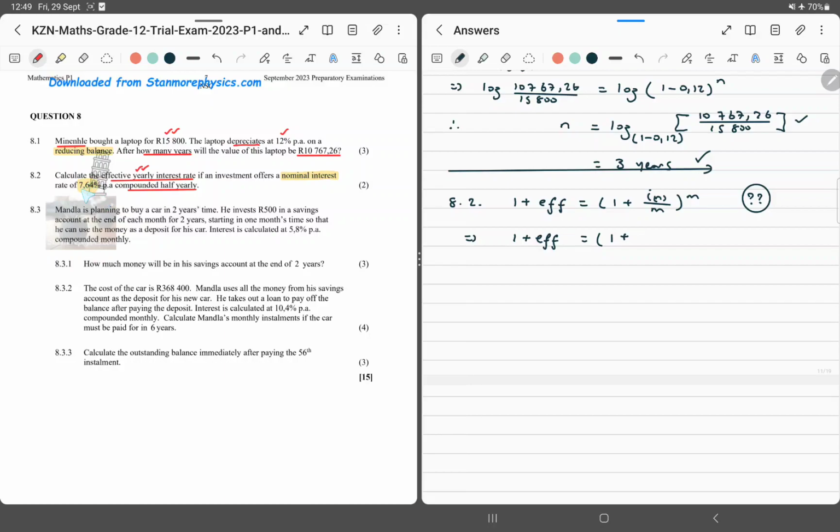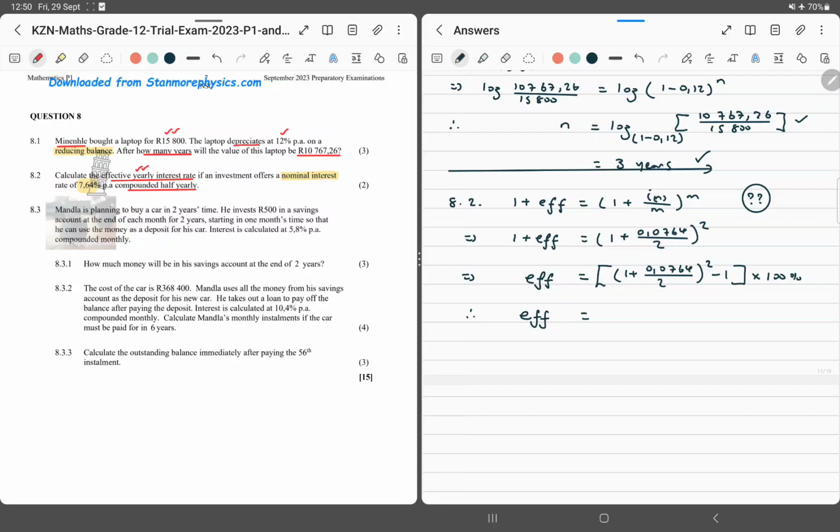What is that interest? The nominal interest is 7.64. So when you show it as a decimal, it's going to be 0.0764. Now divided by 2 because we're saying half yearly, and we multiply that thing by 2. So now what does this mean? This means our effective interest is going to be this bracket 1 plus 0.0764 over 2, all to the exponent 2. We subtract the 1, and we multiply that whole thing by 100% because this must be a percentage.